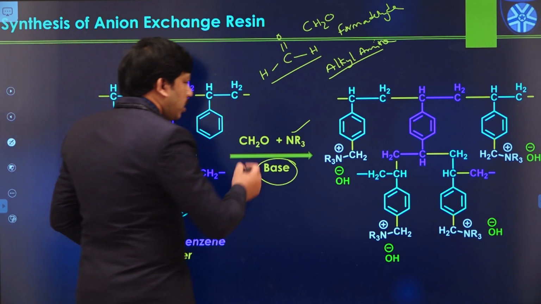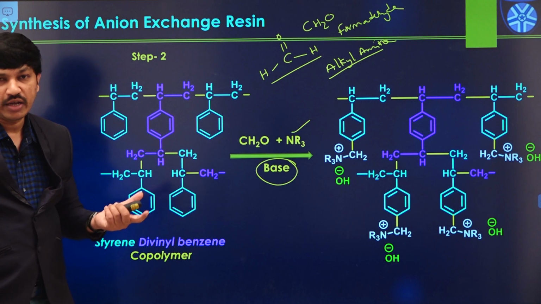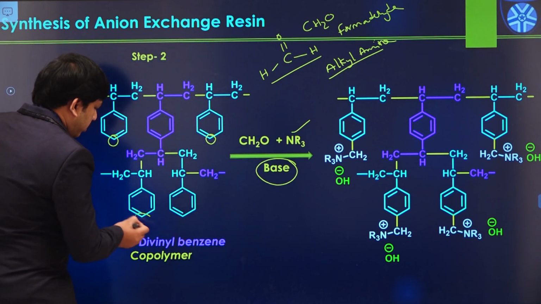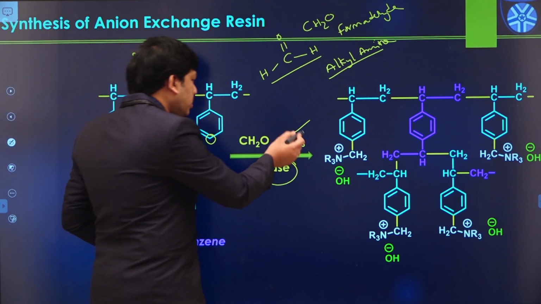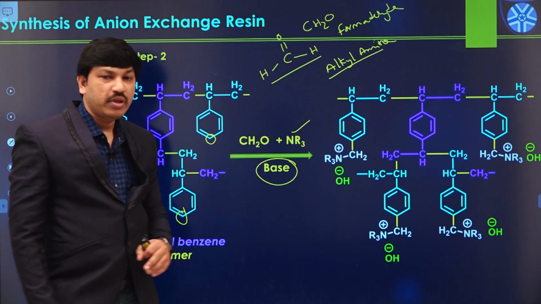In the previous case we used a sulfonating agent like sulfuric acid, so the styrene para positions are occupied by SO3 minus H plus groups. But in this case we are using a different reagent, a combination of formaldehyde and trialkylamine in the presence of base.